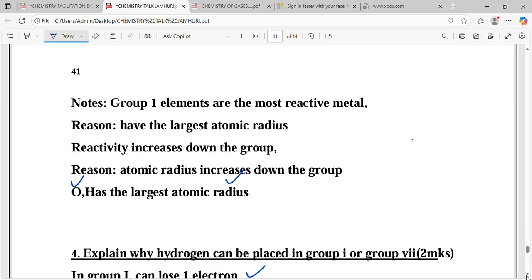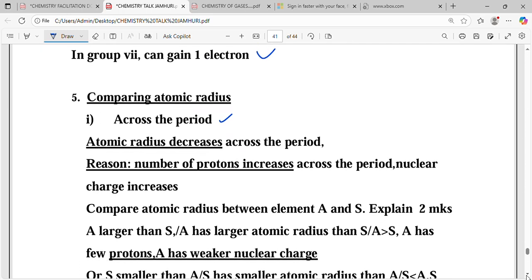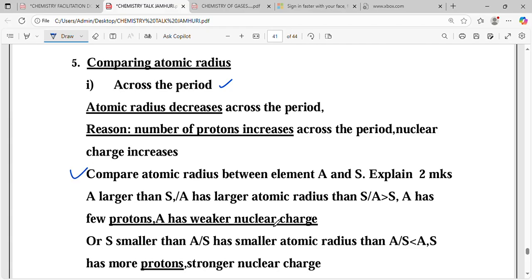Now let's answer the question. Compare atomic radius of element A and S. So A is larger than S, or you can say A has a larger atomic radius than S. Reason: A has fewer protons, weaker nuclear charge. Or you can say S has a smaller atomic radius than A. Reason: S has more protons, stronger nuclear charge.